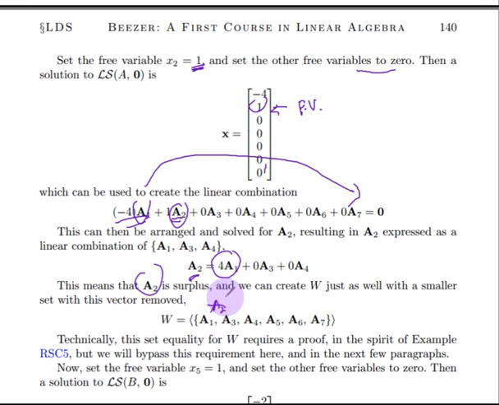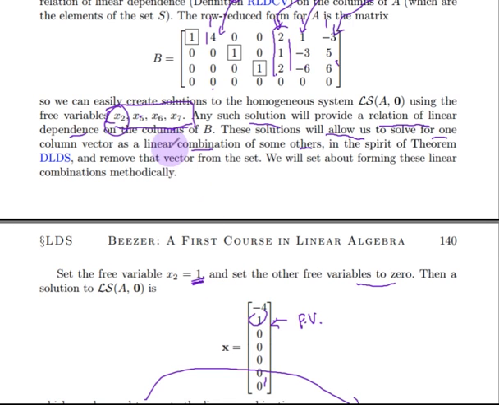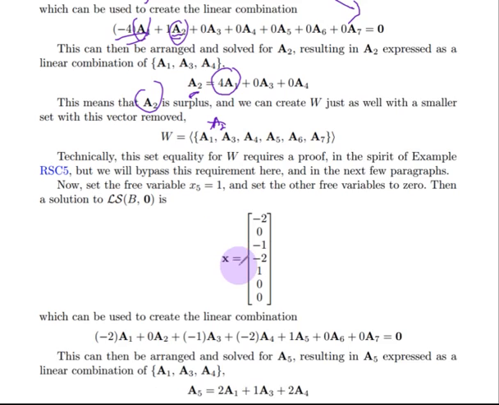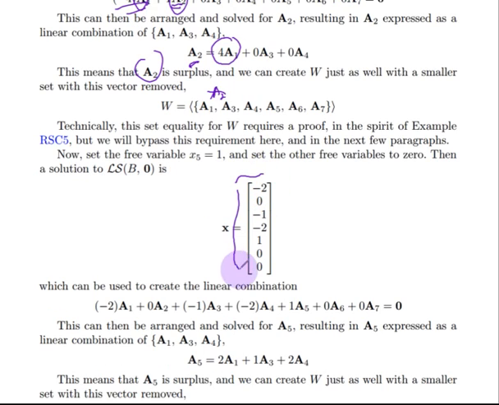Okay. Now that worked for A2, let's try for A5. Remember that x5 was the second free variable. So let's go ahead and see what happens when we set x2 is 0, x5 is 1, x6 is 0, x7 is 0. What solution do we get? Okay, you can work that through and find out that this is the solution that you get.